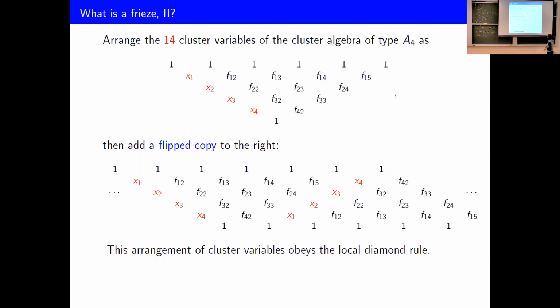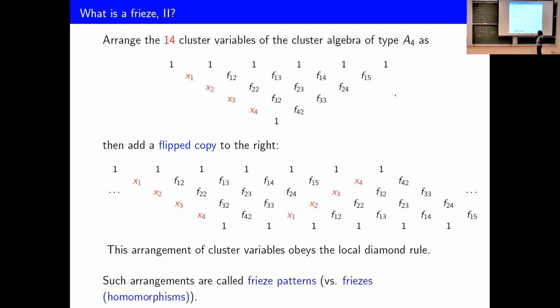Oh, very good question. In this example, I have no frozen variables. The simplest case is always when there are no frozen variables. So this way you arrange them in such a way, then you see the diamond rule comes out. Now this definition is different from the definition of what I call the frieze as an algebra homomorphism. So this one, one should call a frieze pattern.